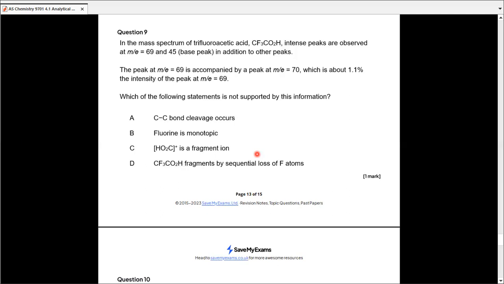A. Actually, let me tell you, A is correct. I mean, it's a correct statement, which makes it an incorrect answer. C-C bond cleavage does occur in this kind of system. In all kinds of systems, C-C single bond cleavage occurs during fragmentation. Fluorine is monoisotopic. This is also correct. COOH can be a fragment. D is the only one that can be considered as an answer.